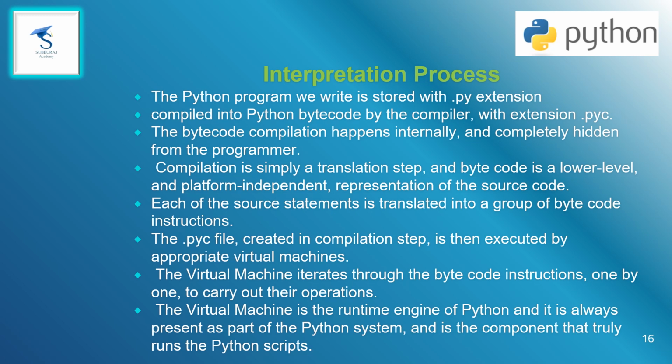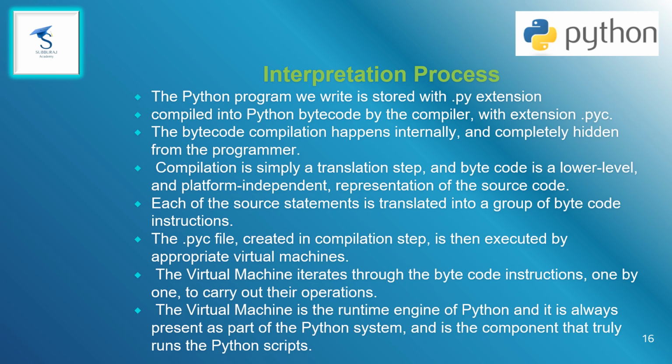So bytecode is a lower level and platform independent representation of the source. Each statement in the source file is translated into bytecode. The bytecode is executable by a virtual machine, which may be our own virtual machine or a virtual machine on another computer. Why do we call it a virtual machine? Because it's not hardware, it's software. That's why we call it a virtual machine.